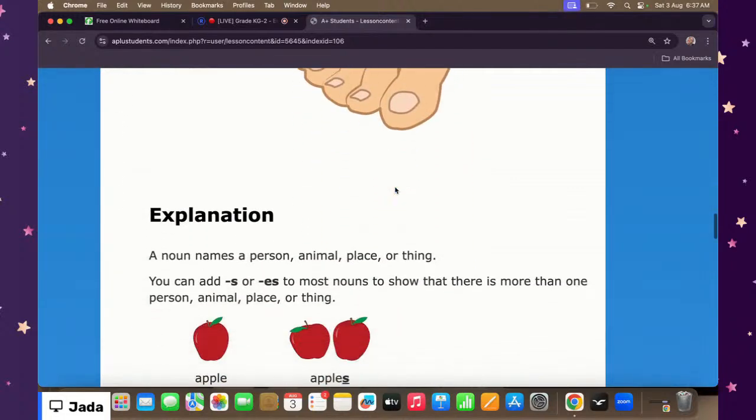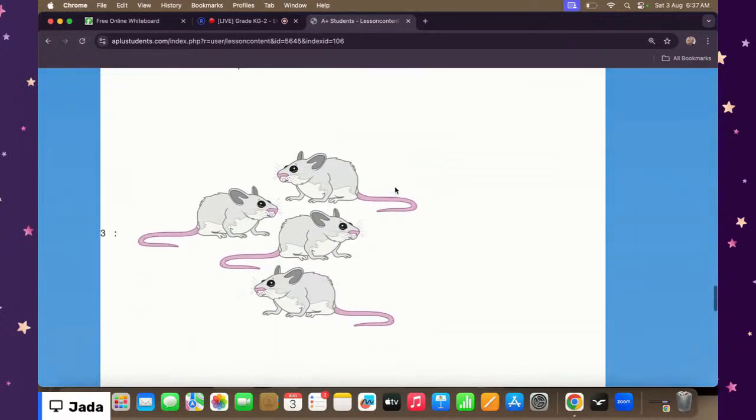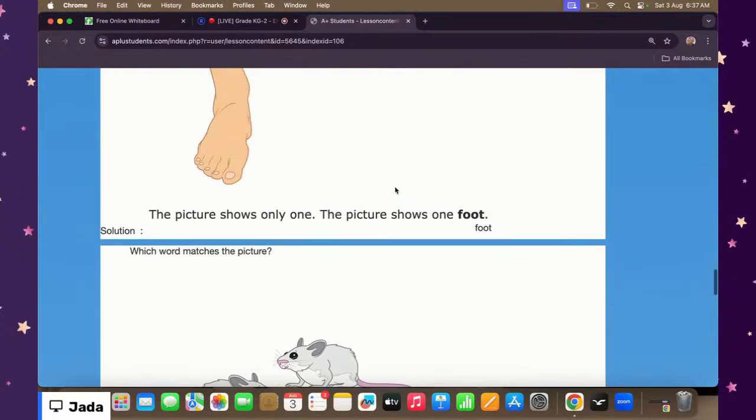And what is this? That is a foot. This is a foot. So only one foot. But if it's two, then it is feet. As you can see, they change the way they are. They change the spelling. So this is just foot because it's one. If it's more than one, it is feet.